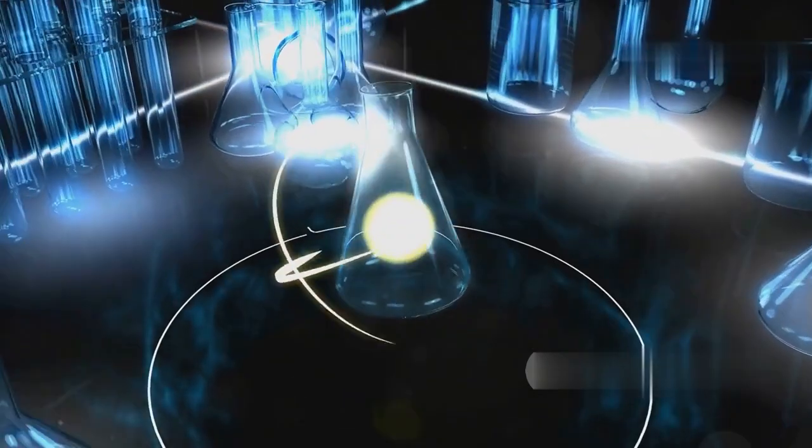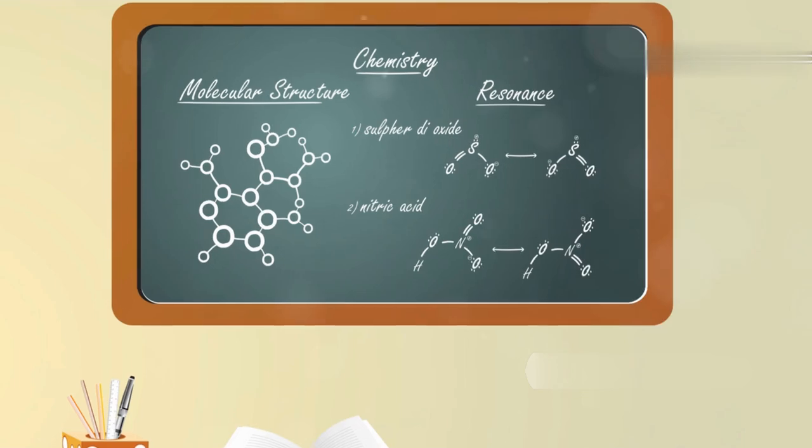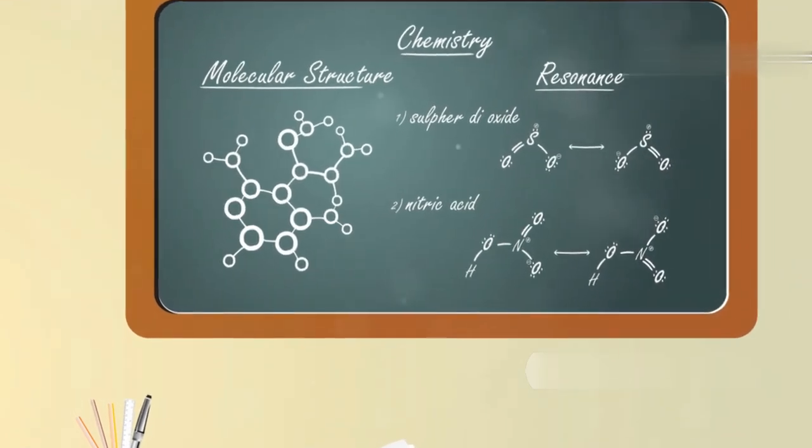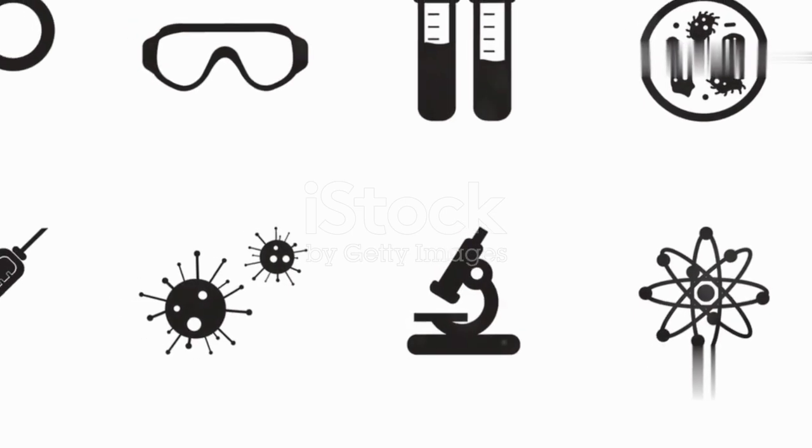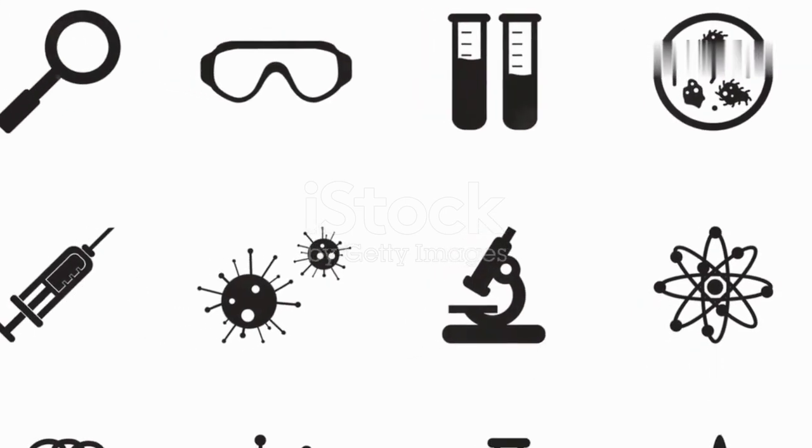Avogadro's constant is a fundamental constant in chemistry. It represents the number of entities in 1 mole of a substance. This number is 6.022 times 10 to the power of 23.